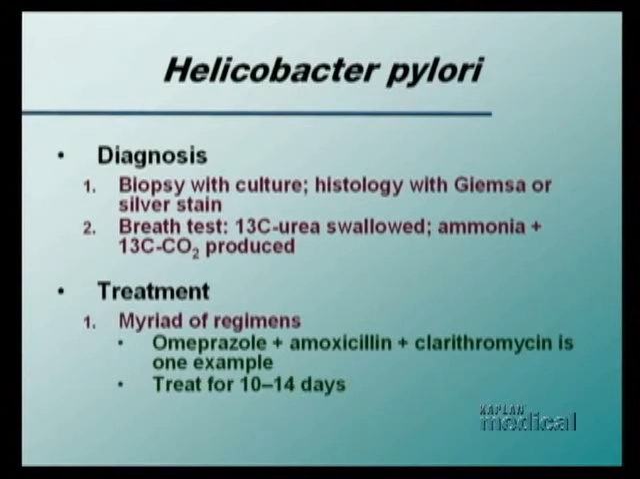Now, as far as the treatment goes, again, this is one of those that's going to be like TB and like some of the other organisms, although you don't have to treat for as long, but it's a multi-drug regimen. Treatment is listed for 10 to 14 days, but it can also go as high as 21 days or 28 days for treatment, depending on if the organism is cleared or not. So it's a multi-drug regimen of omeprazole, amoxicillin, clarithromycin. That's just one example. There are several different combinations that you can use for treatment. So it's fairly difficult to treat Helicobacter pylori.